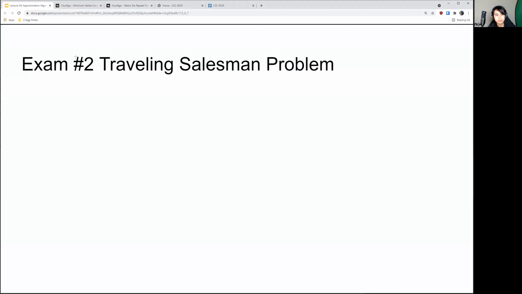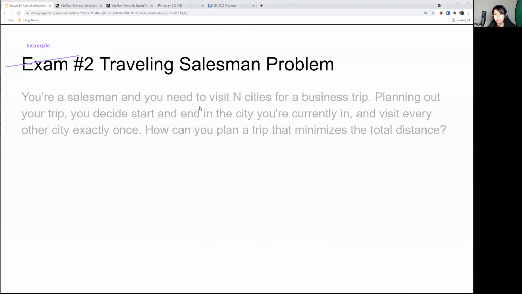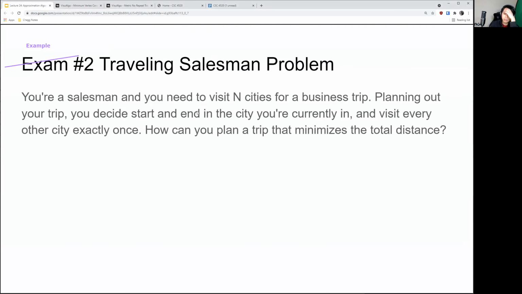All right. So example number 2 is for the traveling salesman problem. Mathematically, this makes sense, but surely a lot of the time it runs 4 or 5 times the optimal.